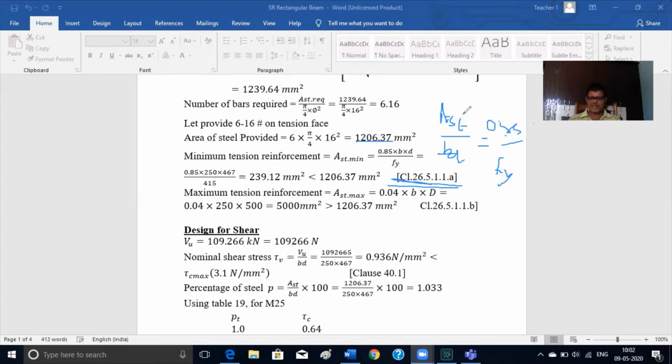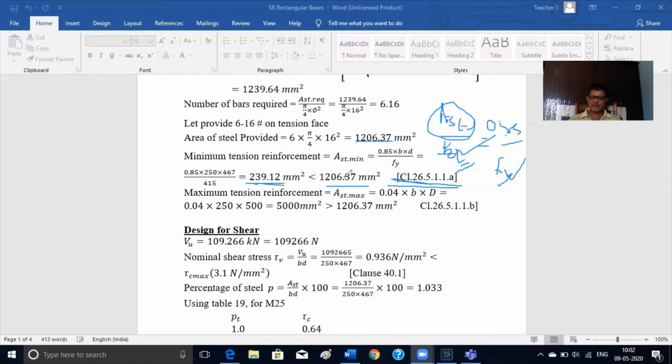So minimum steel is given by AST by BD equal to 0.85 by Fy. Fy is known, B is known, D is known, and D is the D provided. Find the AST. Now AST comes out to be 239.12, which is less than the AST provided.